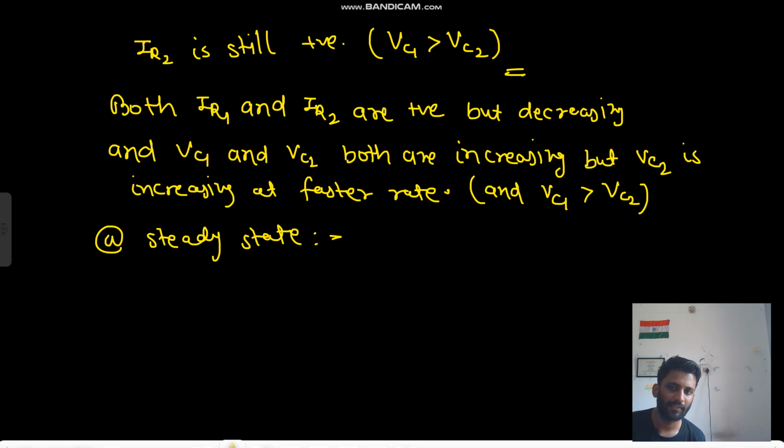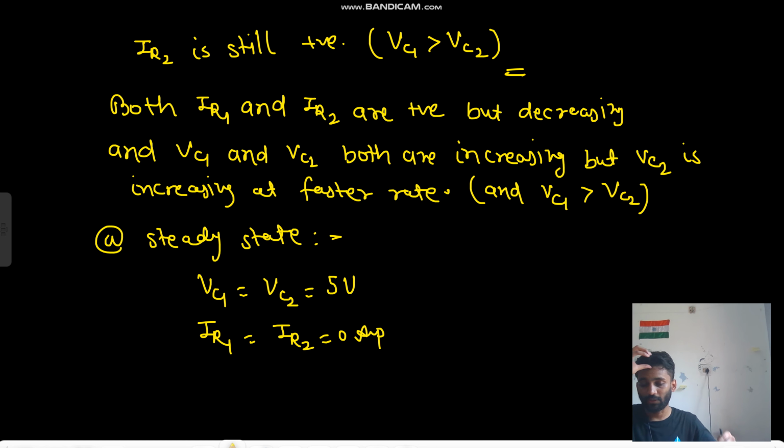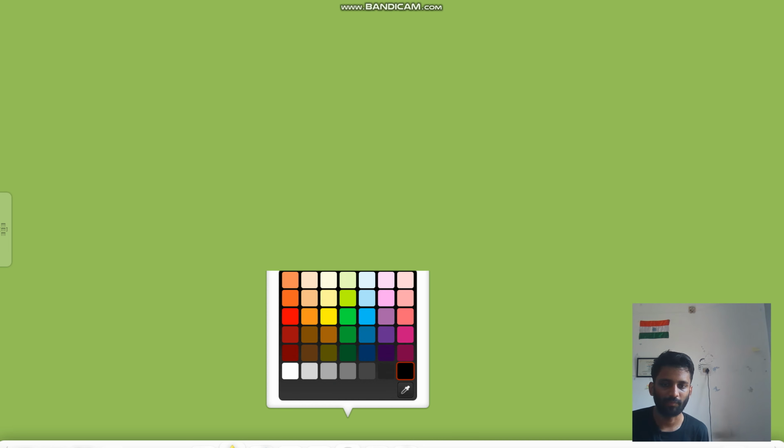At steady state VC1 will be equal to VC2 equal to 5 volt and IR1 equal to IR2 equal to 0 ampere, right? Both currents will go down to 0 and both the capacitor voltages will go up to 5 volts. Okay, so let us draw the output waveform.